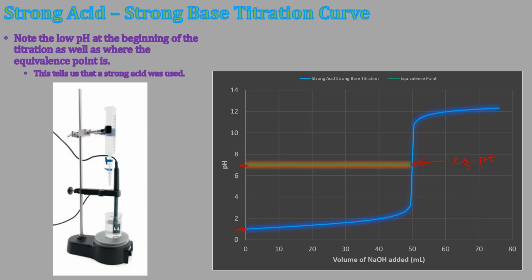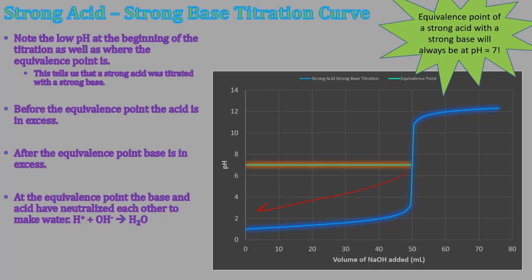So our equivalence point happened at 50 milliliters of base, right? So prior to 50 milliliters of base, the acid was in excess, and after 50 milliliters of base, the base was in excess. So let's look at that closer. Here, from here to here, whatever acid, we'll just say HCl was being used. So we'll say that this will be HCl plus NaOH, and that would make NaCl plus H2O, right?